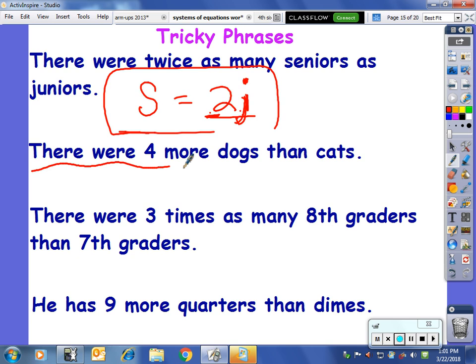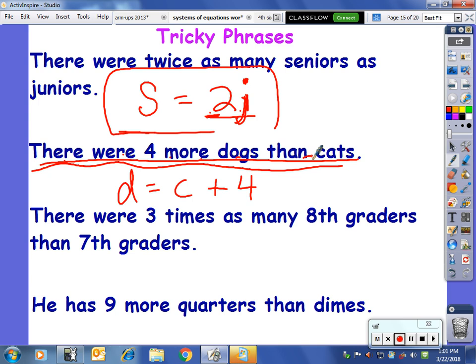Yeah, what are there more of here? Dogs. Okay, that means you'd have to take the cat number and add 4 more to it. That's going to give you more dogs. Another way to say this would be to say dogs are 4 more than cats, but that's not the way they said it.